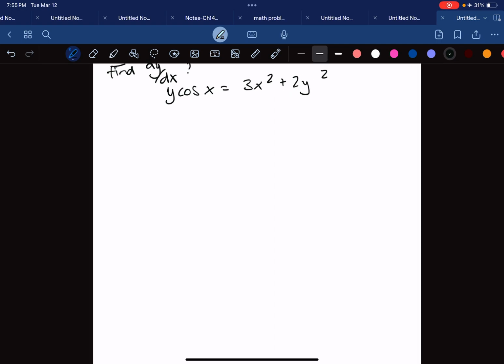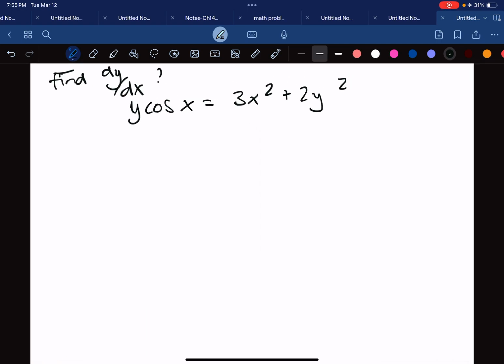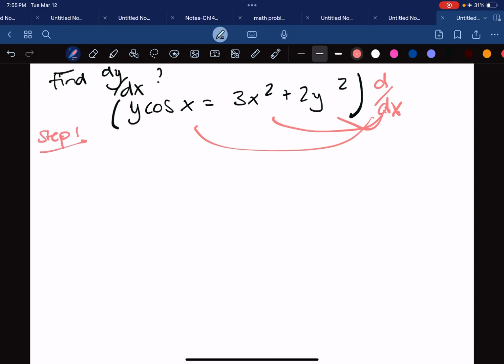So looking at this, I have y times cosine x is equal to 3x squared plus 2y squared. I'm going to multiply everything in the problem by d over dx, because that is my step 1. So I'm going to distribute this d over dx to each term. And then my step 2 is taking the derivative of each term.